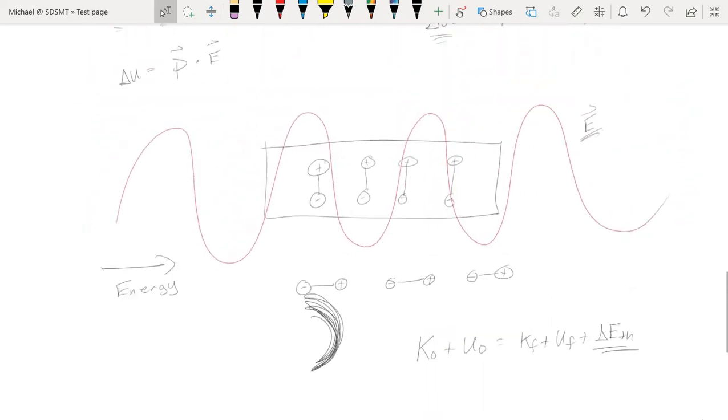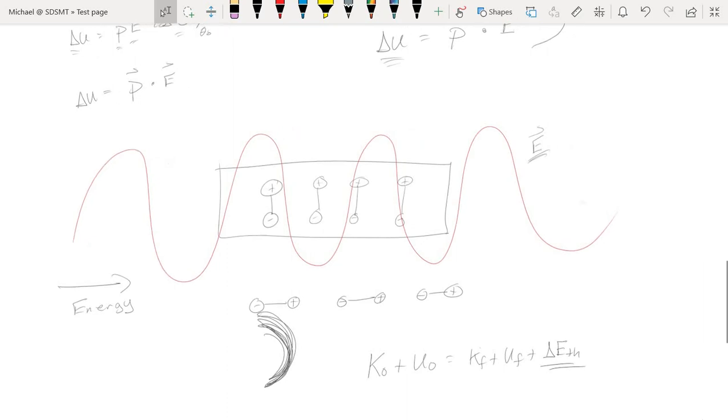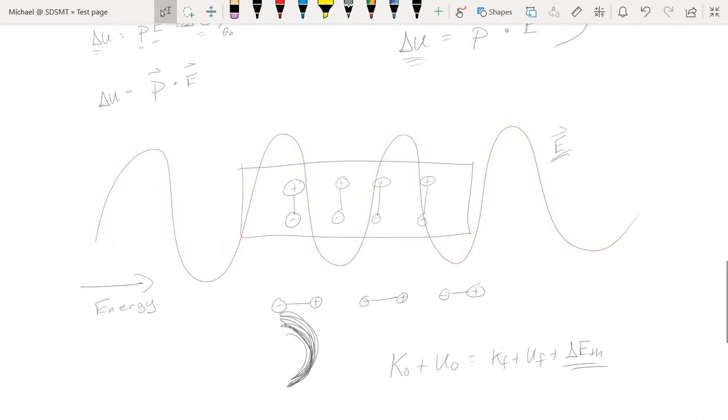So very, very interesting how we can take this physics and apply it to the real world and actually get some things done, like cook our dinner. So I think that's going to bring us to the end of the chapter 22 material.